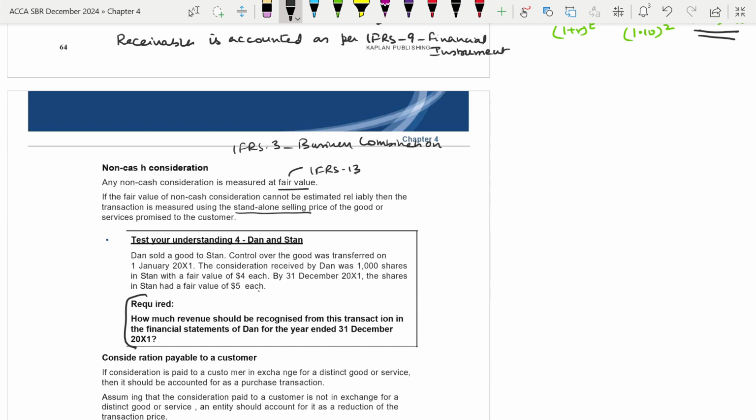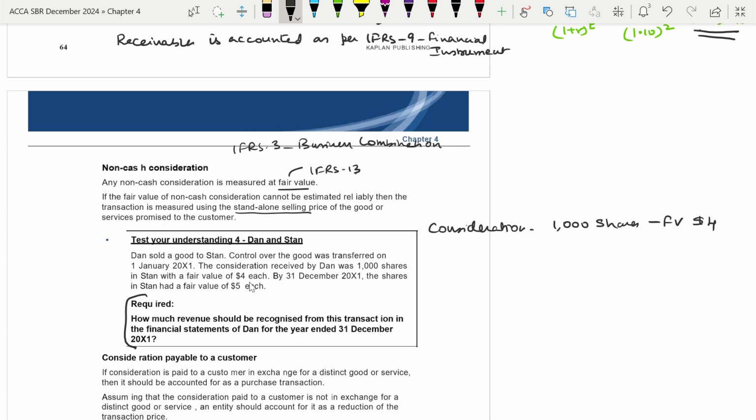Dan sold a good. Control over the good was transferred. The consideration received: what is the consideration received? They are talking about the consideration. How much is there? 1,000. They didn't receive cash. They received shares. What is the fair value? Fair value is $4.